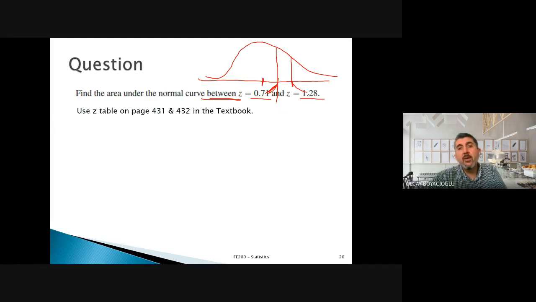Very simple, right? First of all, find the area under the curve to the left of 1.28, and then find the area under the curve to the left of 0.71, and subtract this small value from the bigger value. Find this area first, and also find this area, and then subtract them to find the difference between them.